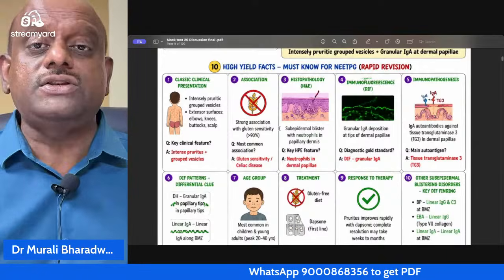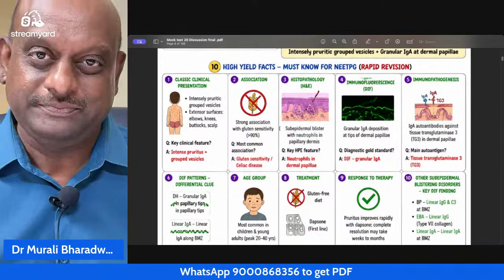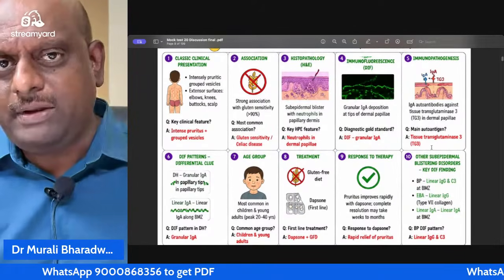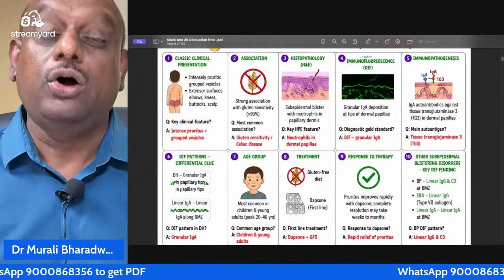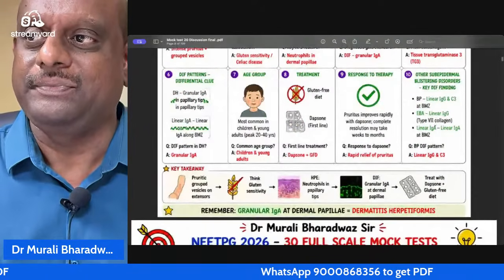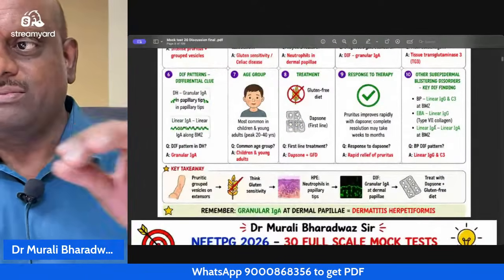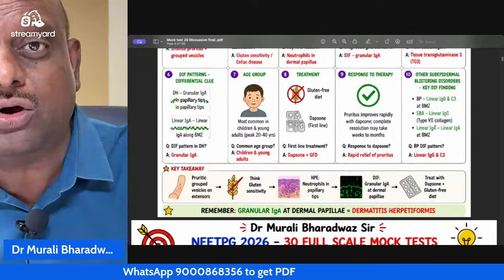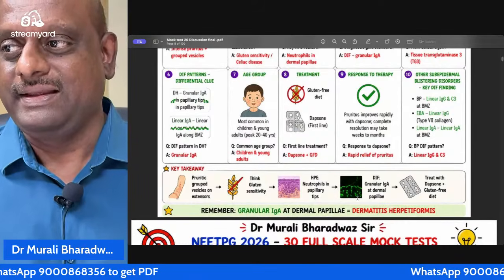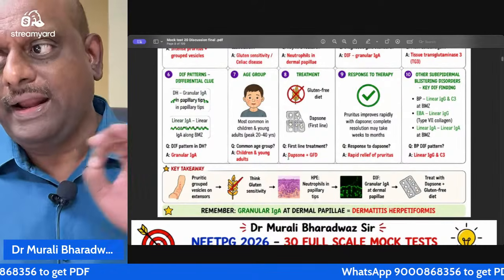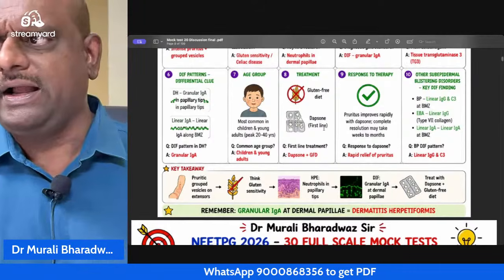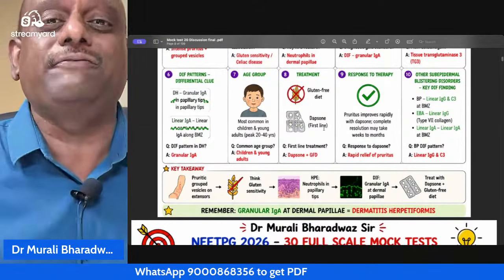There will be neutrophils in the dermal papillae, and it is the tissue transglutaminase 3 autoantibodies, IgG type, which are very important. There is a linear IgA deposition along the basement membrane zone, which is very classical. So children and young adults are very classical. And how do you treat? Gluten-free diet, and dapsone is the first line treatment.